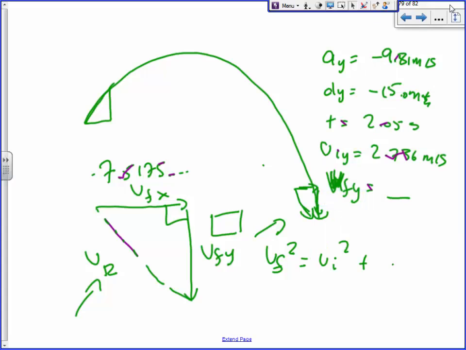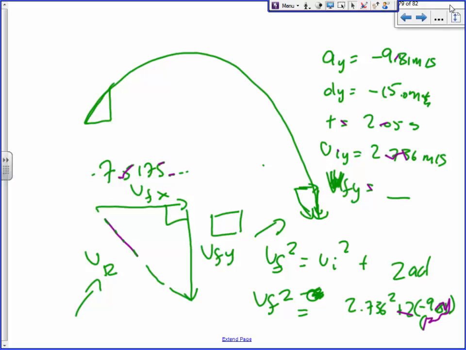Plus 2AD. Velocity final is what we're looking for. Ignore that mess there. Velocity initial would have been 2.736. That's negative 9.81. You also need a minus 15 in there. Anyways, you guys can handle this? I'm so sorry. It's a mess today.